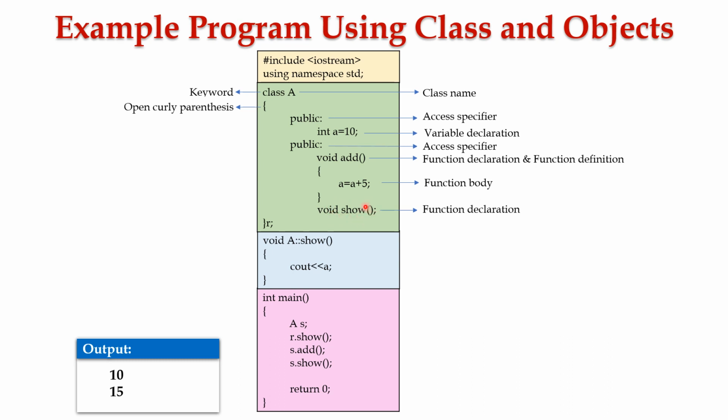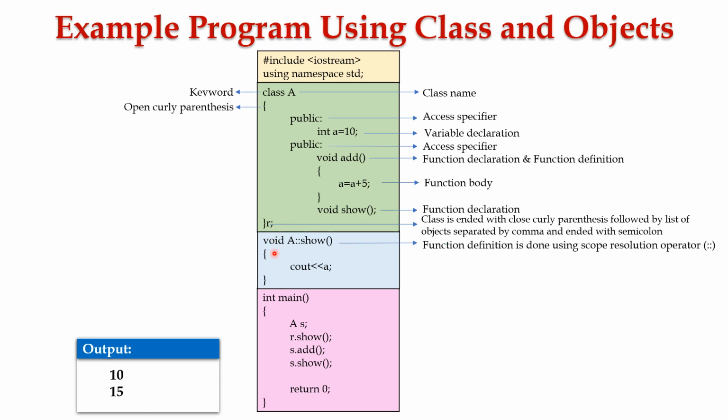Here we didn't define the function inside the class, whereas the add function is declared and defined inside the class, but the void show is only declared inside the class. Finally, the class is ended with a closed curly parenthesis followed by object creation. The object which we have created here is small r followed by a semicolon.